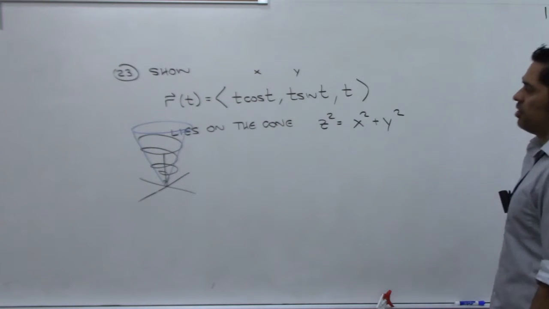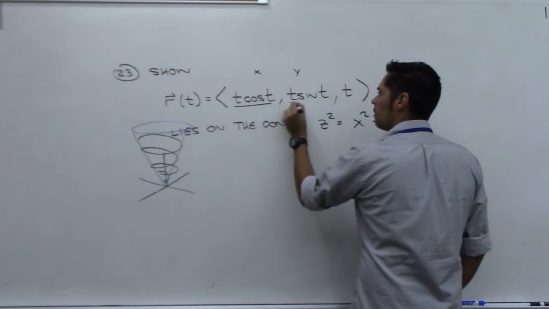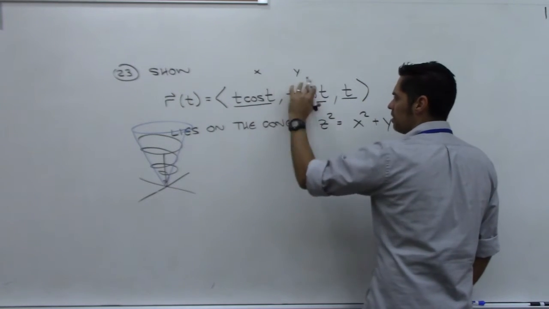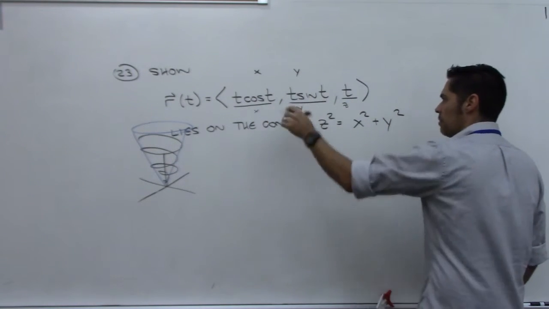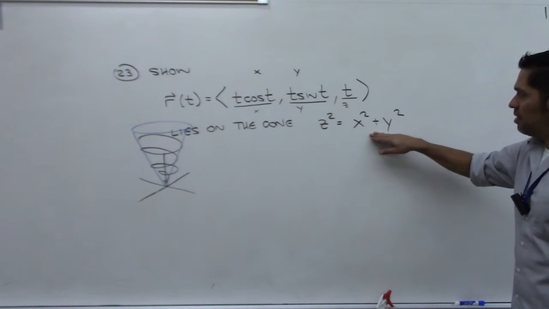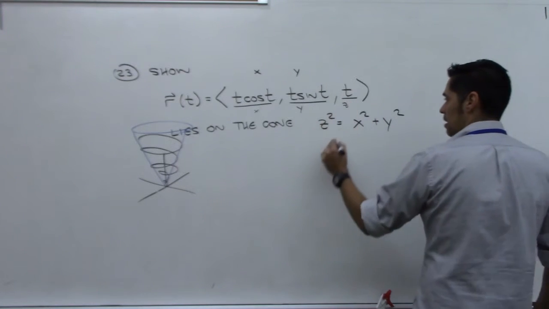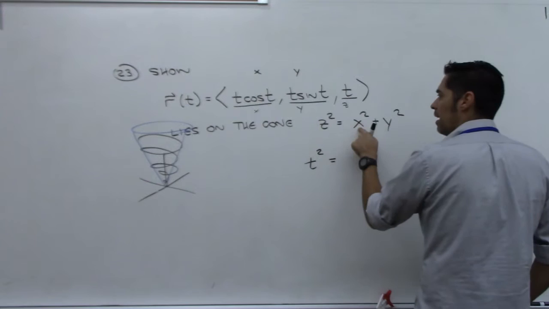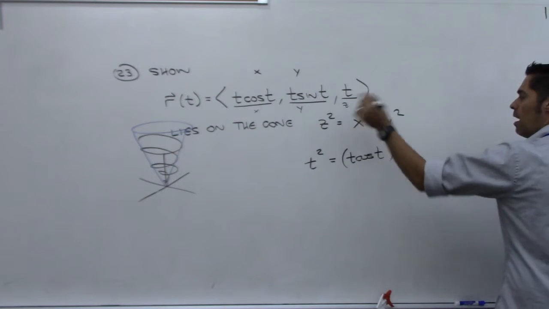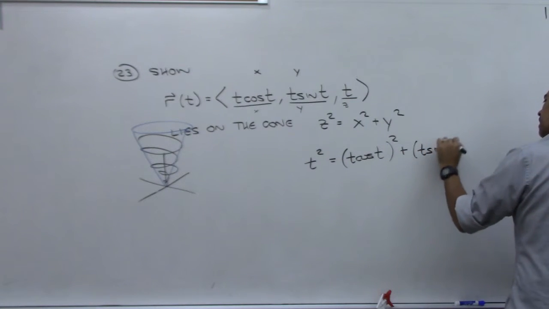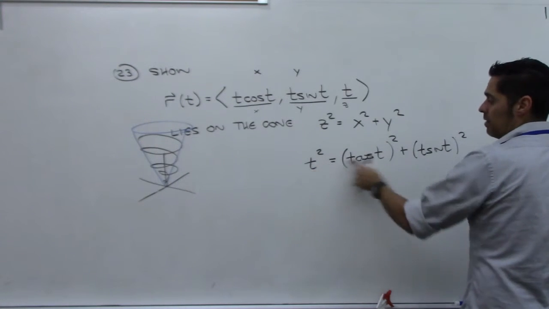Well, this is pretty easy to check, because all we have to do is show that every point here, if we convert these vectors to points, every x, every y, every z that comes from that vector equation lies on this cone, we're done. So they must satisfy this equation. All I have to do is replace z with t. So t squared equals x, which is t cosine t squared, plus y, which was t sine t squared. And I just have to show that this is true, or figure out for what value of t this is true.